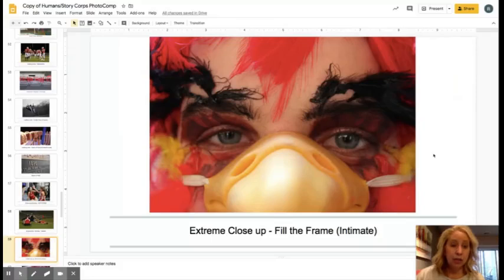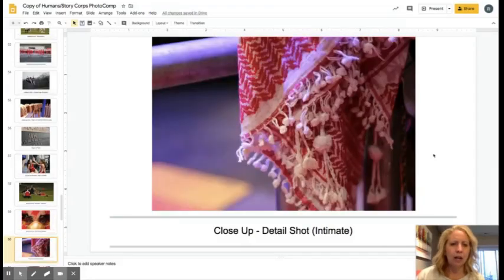This is an extreme close-up that fills the entirety of the frame. There is no dead space in the frame of this picture, and we had to move in close to the subject. So that's an intimate shot, and you could even go closer and focus in on one eye as well.